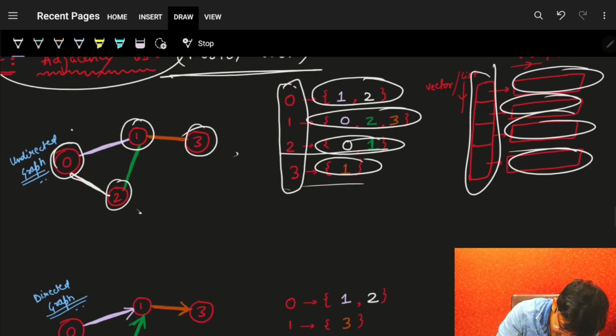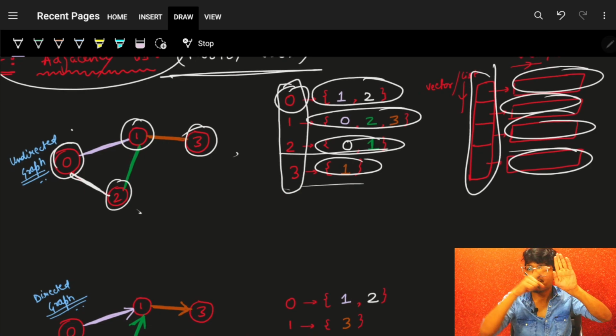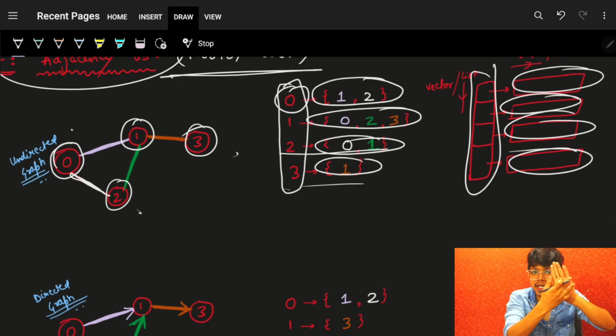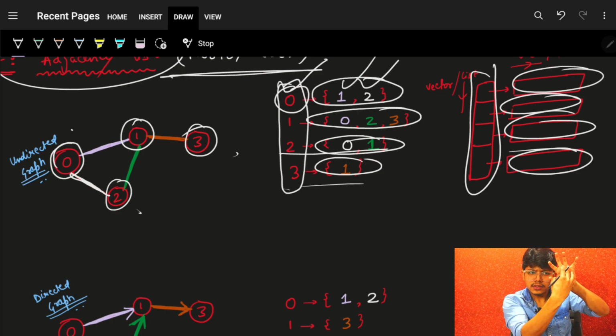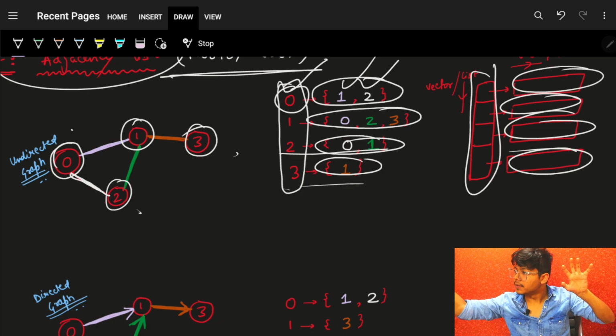Understood? I will have every node and I will just point that particular node. I'll just have every node and I say, okay, my node 0 is mapped to my node 1. My node 0 has my neighbor as node 2. So a node and all its neighbors will be here.